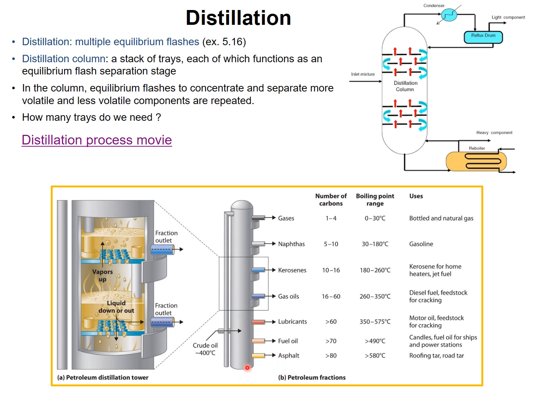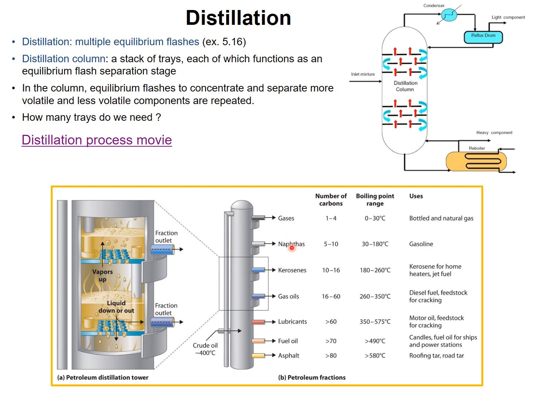Also, along these columns, we have a distribution of temperature. The bottom temperature is the highest, and the top temperature is the lowest. This temperature also defines the products for each fraction outlet. At the top, the product is gases, where the number of carbons is 1 to 4. The boiling point range is about 0 to 30 Celsius degrees. From this outlet you could get some natural gas.